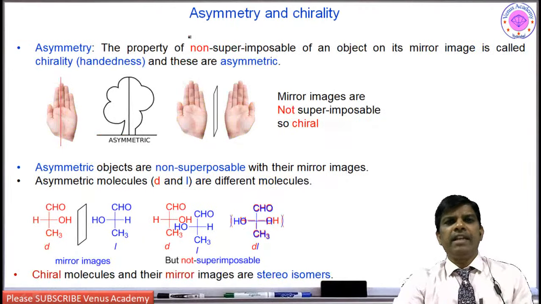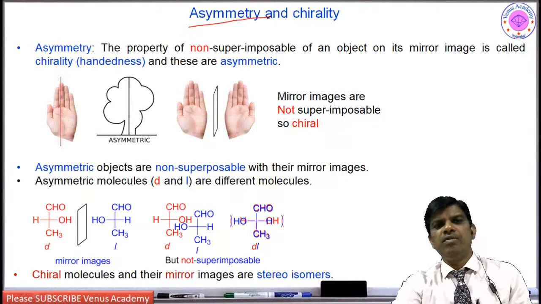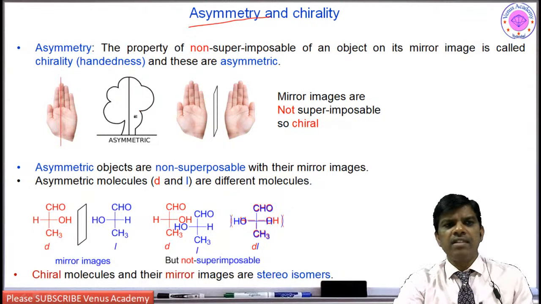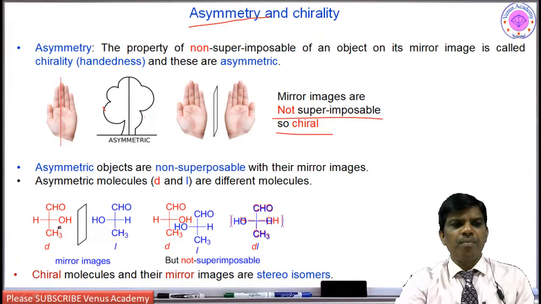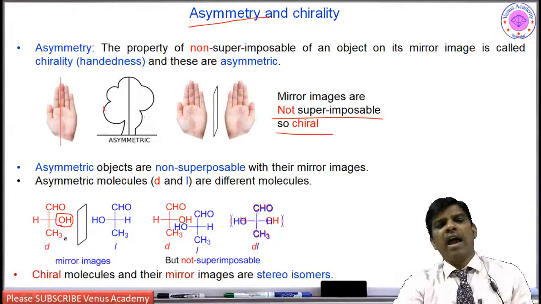What is asymmetry? Asymmetry means the two halves are not the same. For example, if I take a hand and cut it, it is not the same. And take this tree, asymmetric. This side is different, this side is different. And if I overlap this hand on this, mirror images are not superimposable. So chiral. So it is like hand-like structures. Chiral. In the previous example, this side also had hydrogen.